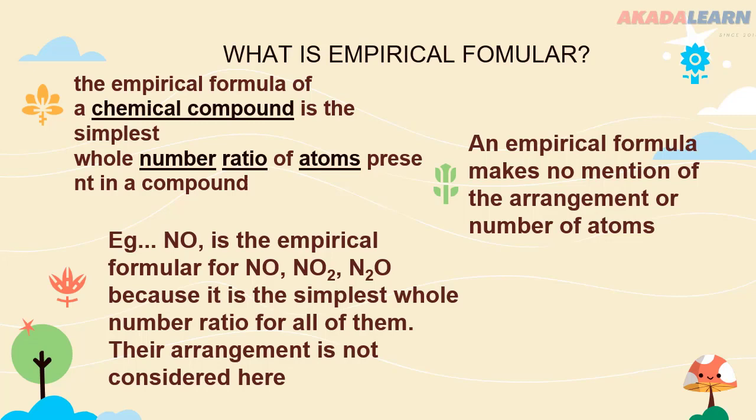A good example, NO, that's nitrogen and oxygen, is the empirical formula for NO, NO2, and N2O, because it is the simplest whole number ratio for all of them. Their arrangement is not considered here. You see my explanation? Their arrangement is not considered here.